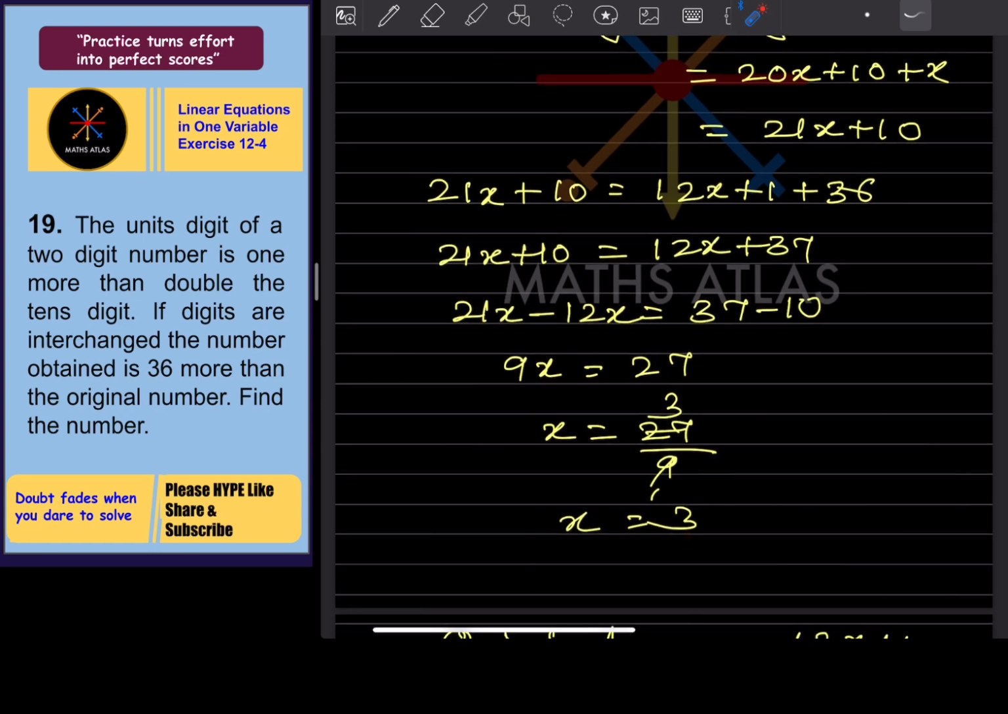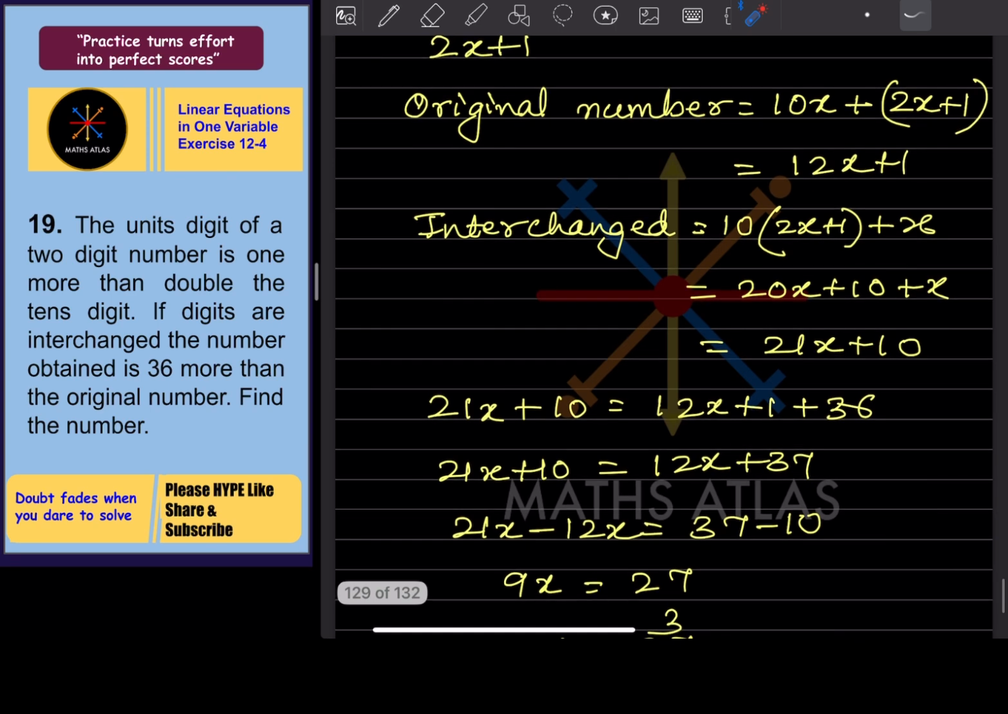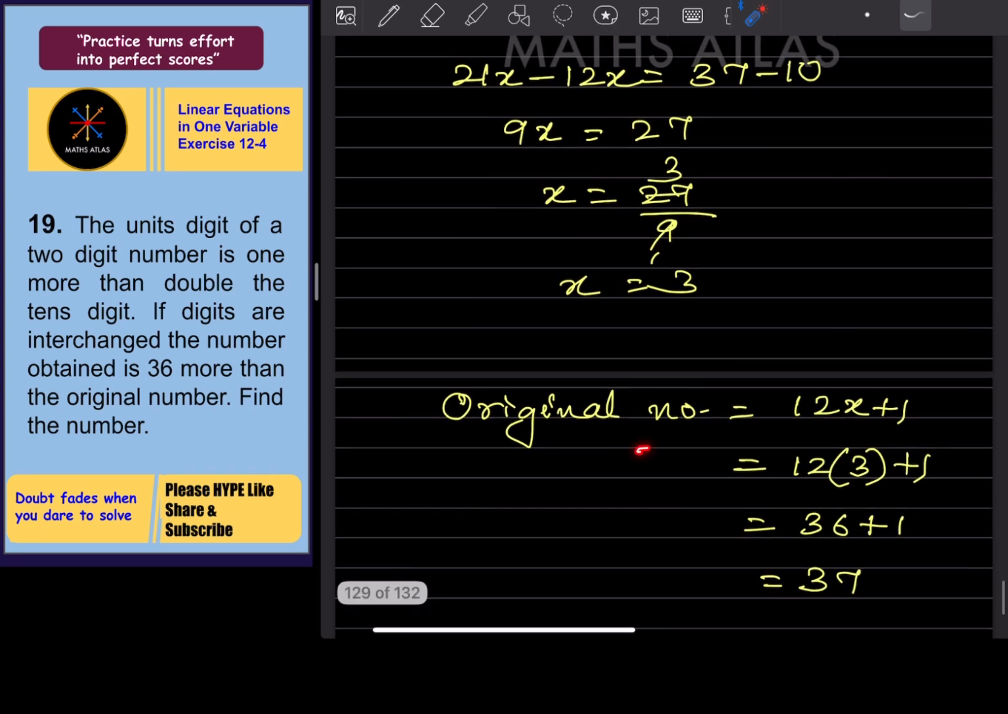And we have to find the number. Whenever they say find the number, we have to go to the original number, that is 12x plus 1. In place of x, we are going to put this 3, which will be 36 plus 1, which is going to be 37.